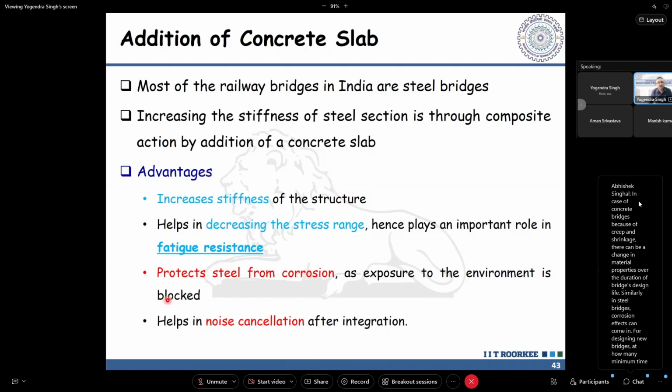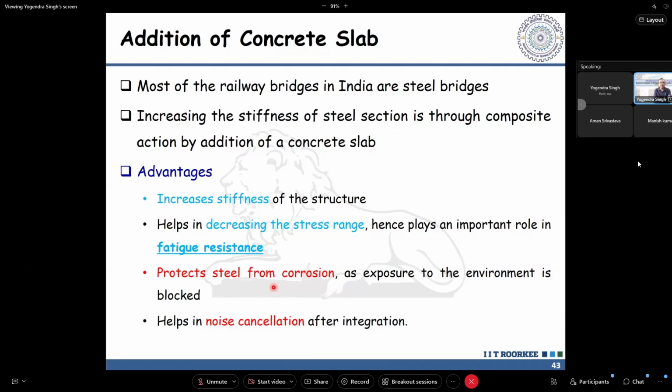And it has certain other advantages also. It covers the steel from the top, so the steel girders are protected and the corrosion will be reduced. It also helps in noise reduction. When we have integrated the slab with the girders and the track moves on the slab, it will have less noise.